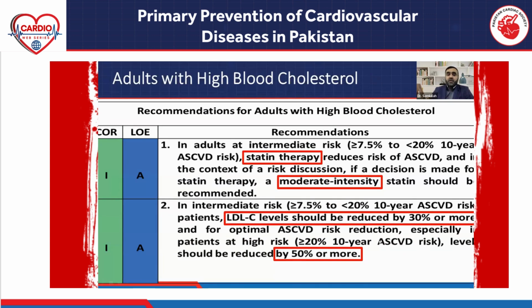And for those who are again at intermediate risk, you need to reduce the LDL-C levels. So for intermediate risk patients, you start on moderate intensity statins, and you need to reduce the LDL-C level by 30% or more from the baseline. And those who are at high risk, meaning the ASCVD risk is more than 20%, you need to reduce the levels by 50% or more. So this should be the target of giving statin therapy to these patients.